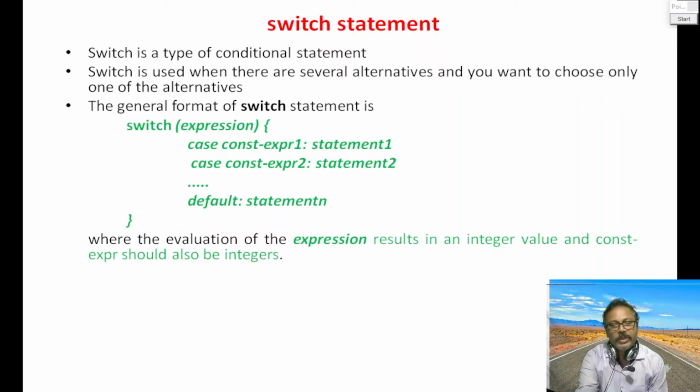Strings are not permitted. Characters can be used because they are treated as integers in C language, but we don't consider that point here. The evaluation of the expression should result in an integer value, and all the constant expressions in the case statements should also be integers. That's why they are constant expressions. Here it is an expression which should result in an integer value; here it is a constant expression, which means it is an integer.